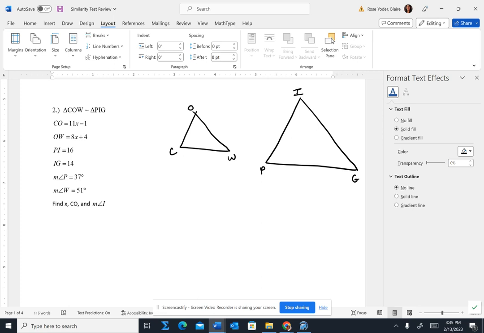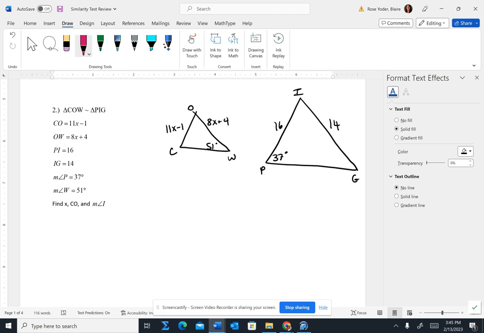And then it looks like CO is 11x minus 1. OW is 8x plus 4. PI is 16. IG is 14. And the measure of angle P is 37 degrees. And the measure of angle W is 51 degrees. Let's just go ahead and get our angles out of the way first.